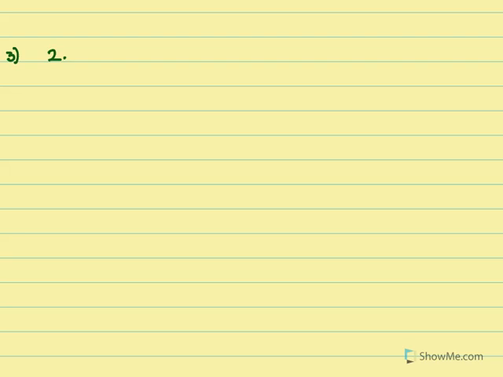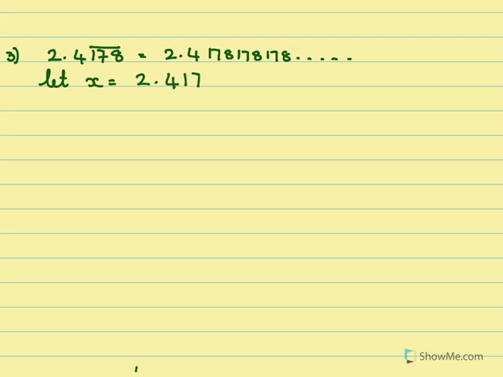For the next one, it is 2.4178 and the bar is here, which means it is 2.4178, 178, 178, keeps repeating. So you'll say let x be equal to 2.4178 bar. So I need to take my decimal here before the recurring, so I need to multiply by 10. So I take x equal to 2.4178 bar and I multiply it by 10.